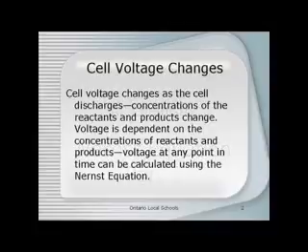One of the things you've experienced in life, if in no other place than with your calculator, has been that the battery runs down. Cell phones, all those types of devices that we're used to using batteries in, we have to either recharge them or get new batteries depending on the battery type. So cell voltage changes as the cell discharges. Concentrations of the reactants and products change, and voltage is dependent on the concentrations of the reactants and products. We can calculate the voltage at any point in time using the Nernst equation. So that's what we are looking to do.